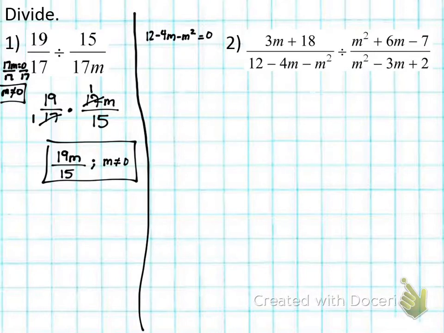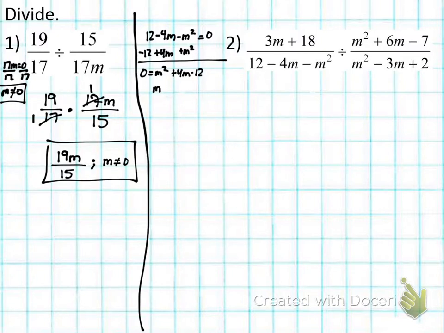So I want to make it so it's a positive m squared. Basically I want to move everything to the right side of the equation. So I'm going to add m squared, add 4m, and subtract 12 on both sides. I'm going to get 0 is equal to m squared plus 4m minus 12. And all I'm really doing is just changing the signs.